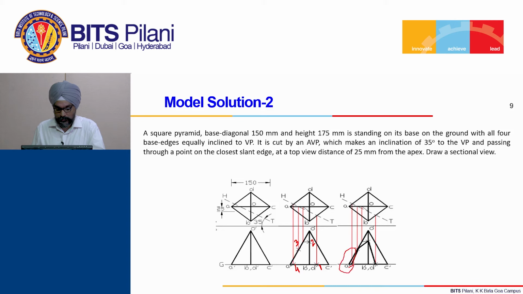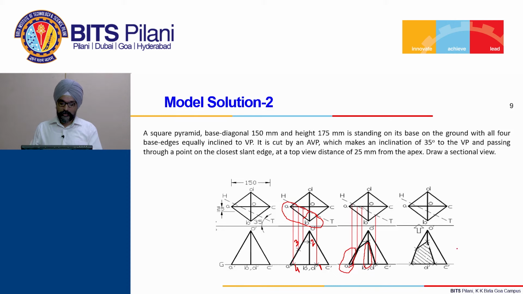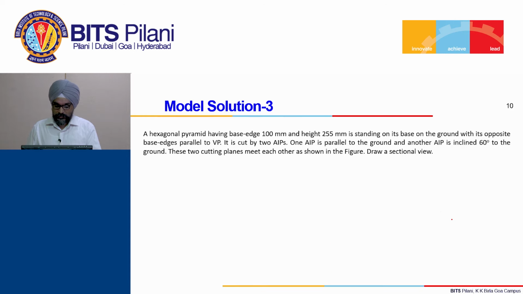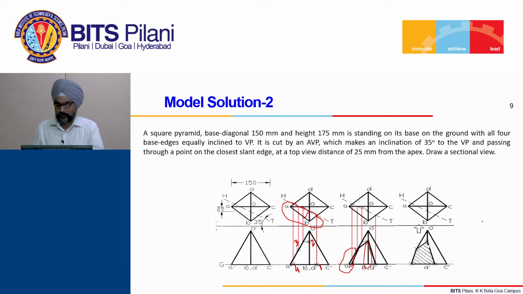So this edge will go. In the next case this edge has gone, even this edge has been removed. Because I already explained, this whole portion has gone. So this is how we complete the drawing. Okay, so the sectioned view I got.